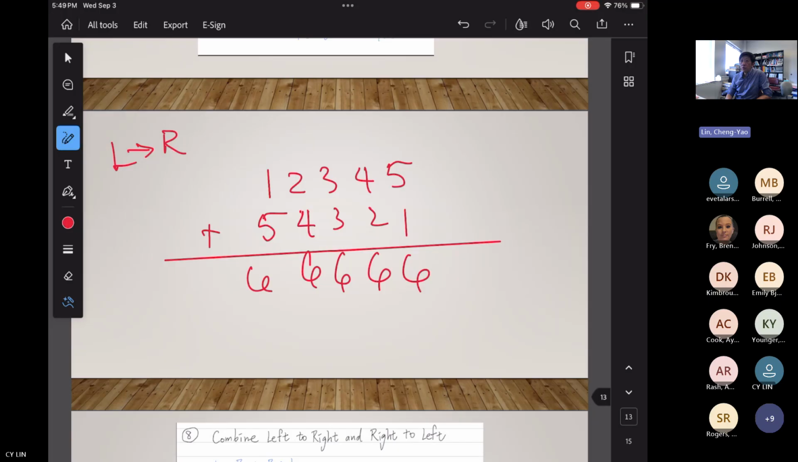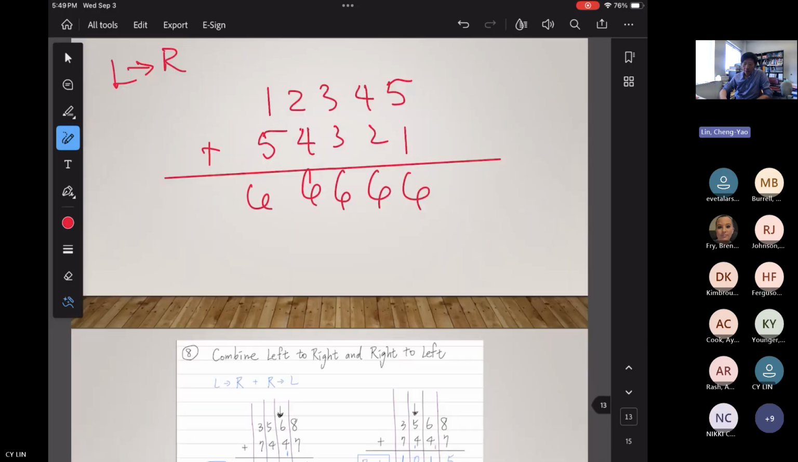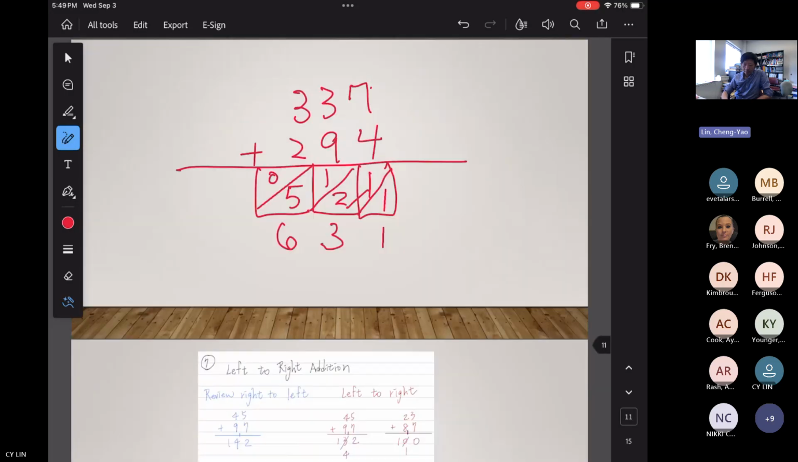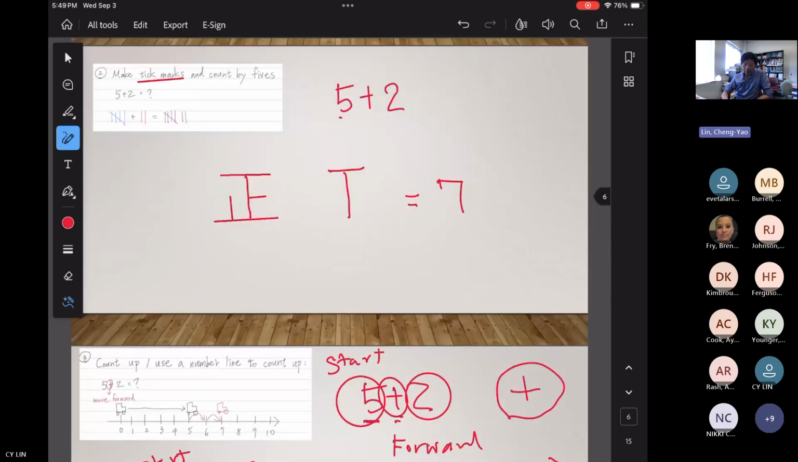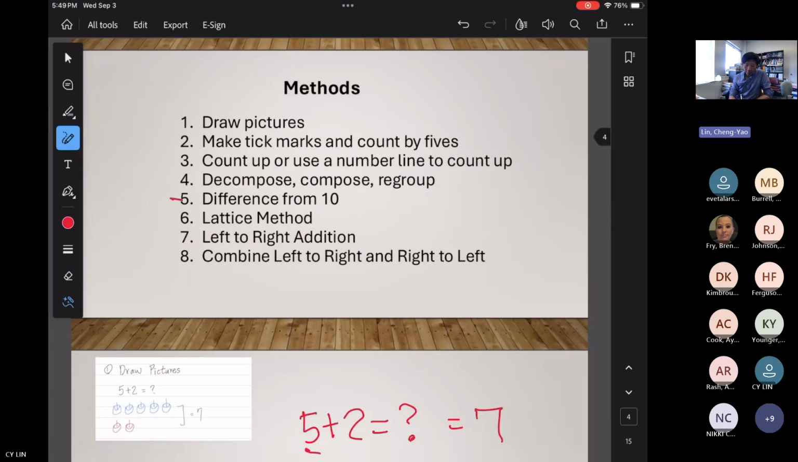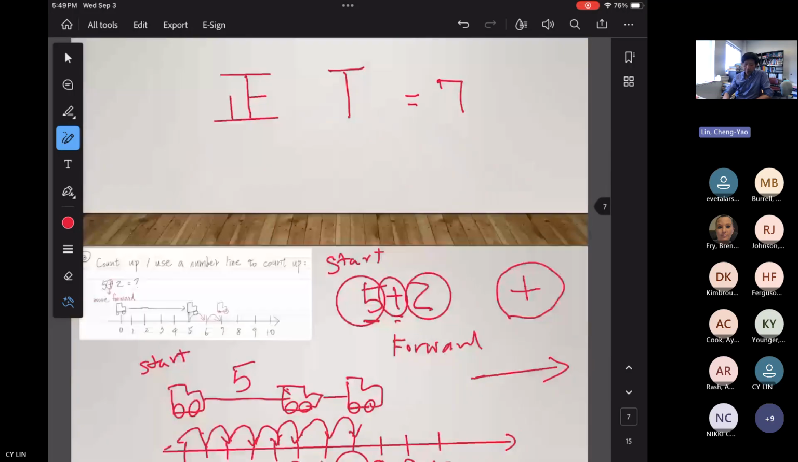Do you have any questions so far for left to right? Nope. Okay. Looks like you are doing good for this one. How about combining left to right and right to left? This one combines left to right, right to left. This is for the quick learner, okay? As I mentioned, this is from easy to difficult, right? Combine left to right, right to left.